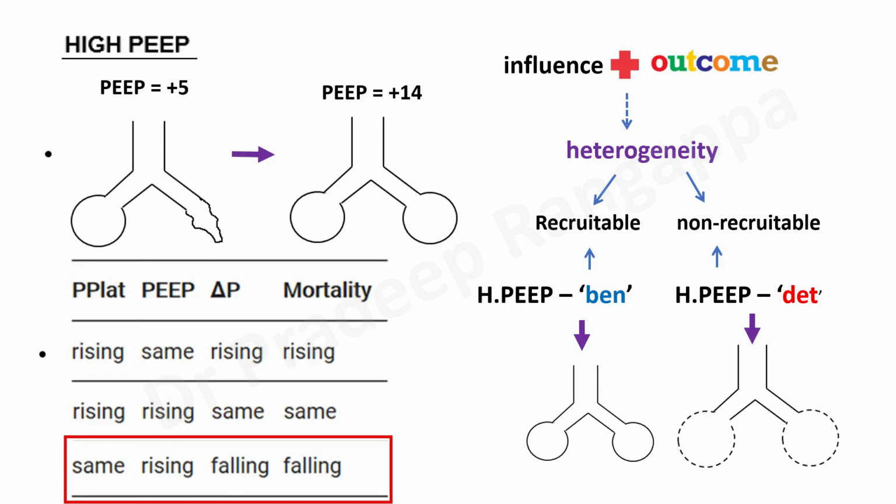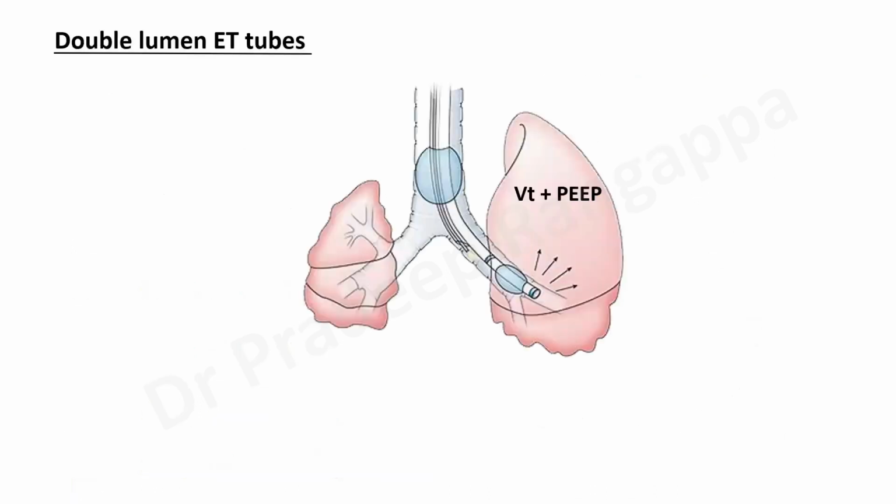Suppose P-plat is not coming down, obviously you have optimized PEEP, then we know that the driving pressure is the same, and at least we know these are the patients who may not have a great outcome because they have more of non-recruitable alveoli.